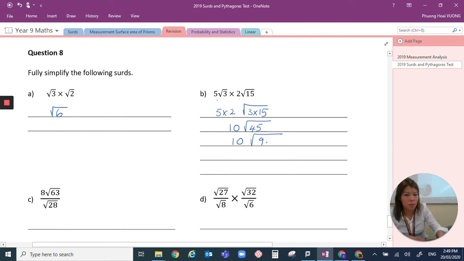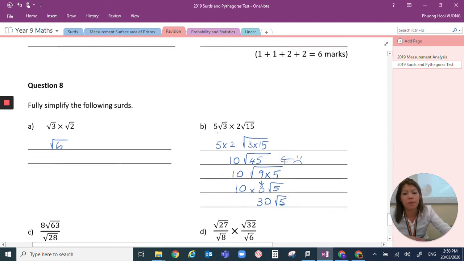is a part of the 9 times tables, which is 9 times 5, and then we can take out the 9 as a 3, square root of 9 is 3, and keep the square root of 5 there, so we have 30 square root of 5. Be very careful that you do not stop here, otherwise you will lose marks. You have to go all the way here.